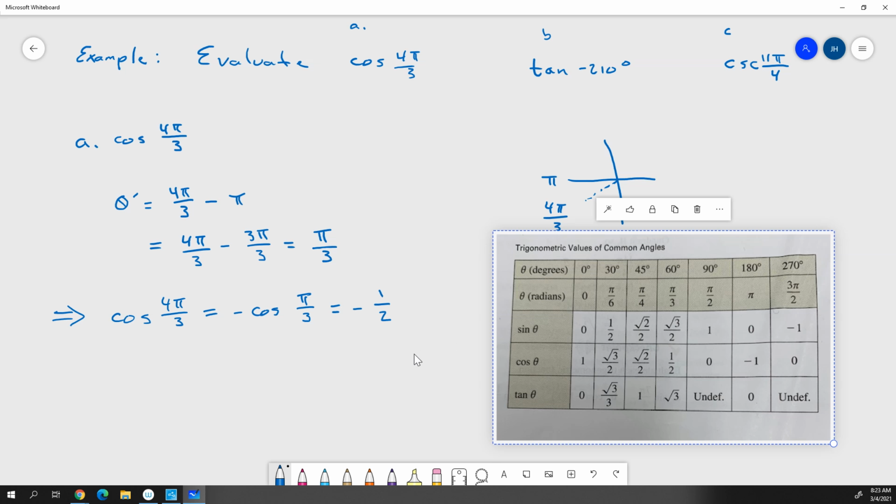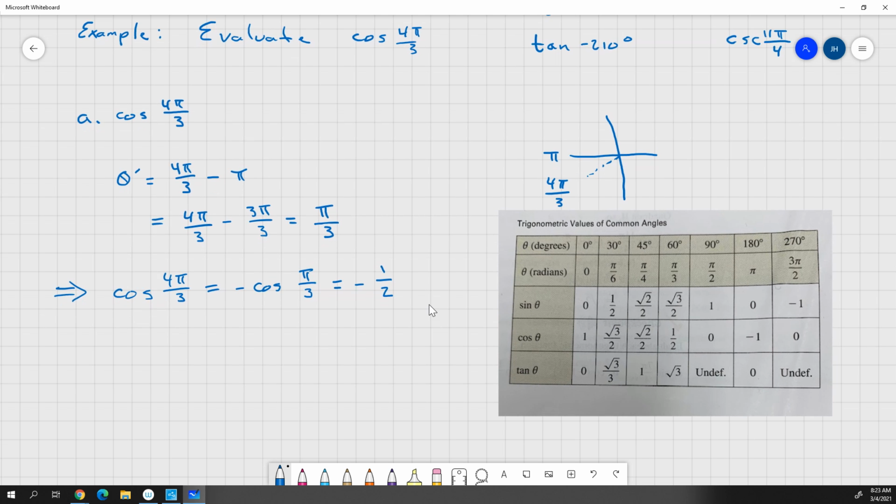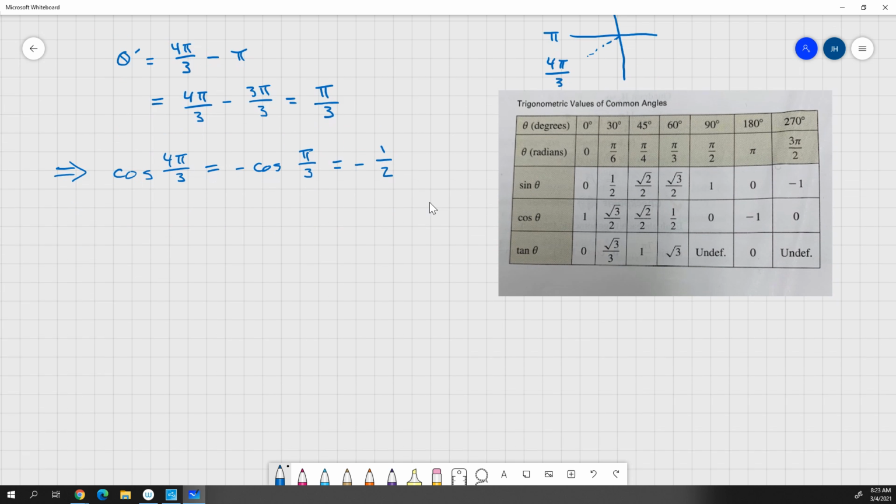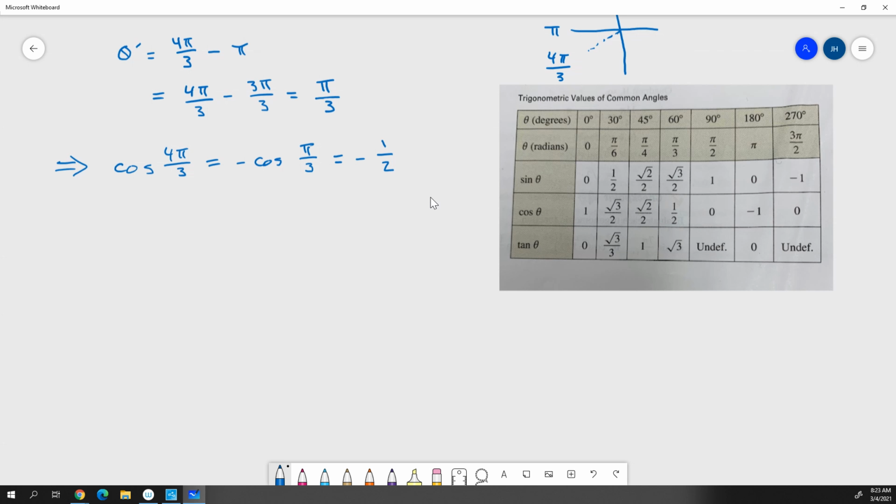Does this make some sense? If it doesn't, it's okay because you're going to see multiple examples. Just checking the chat box here to see where you guys are standing on it. So this negative 1/2 is our solution.